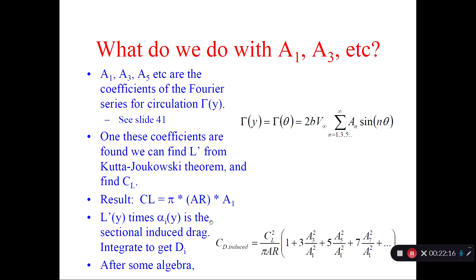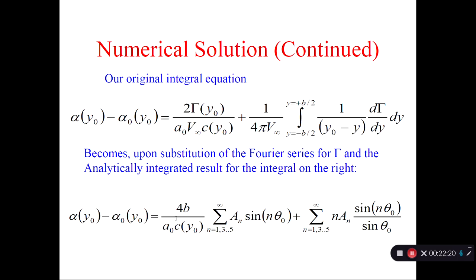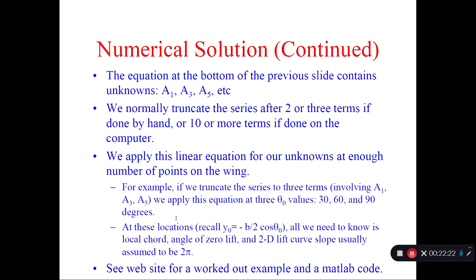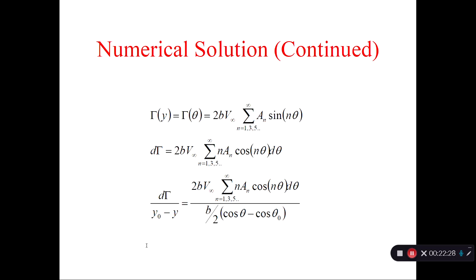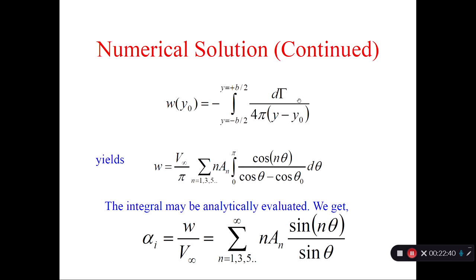If you look at the L prime times alpha I, this term we have already integrated, alpha I. L prime is rho v infinity times gamma, so multiply this by rho v infinity times this expression. Then you get a double series, An sine n theta times n An sine n theta. So you're going to get An squared in general.